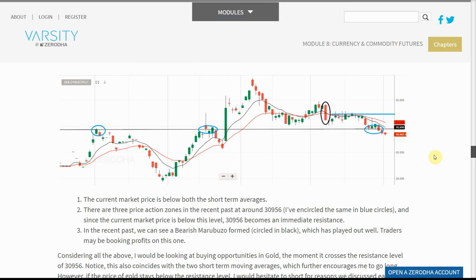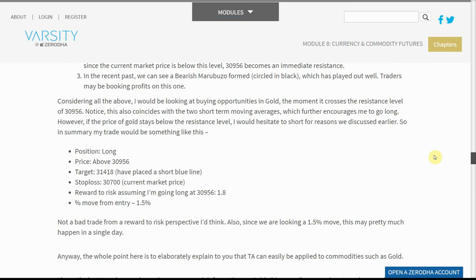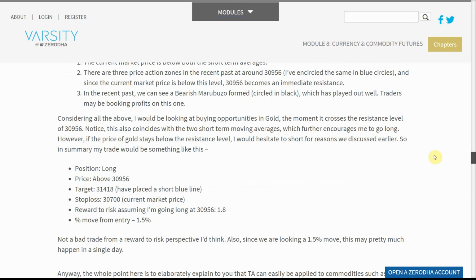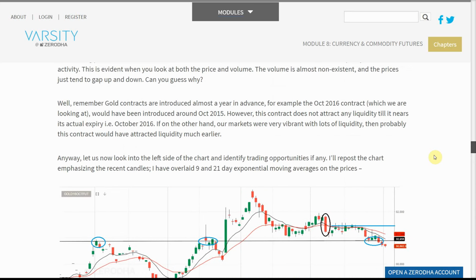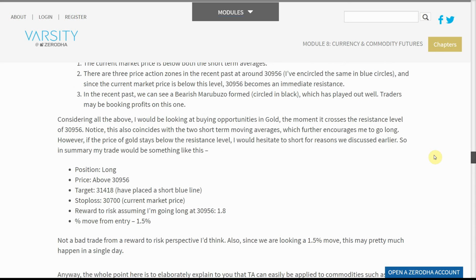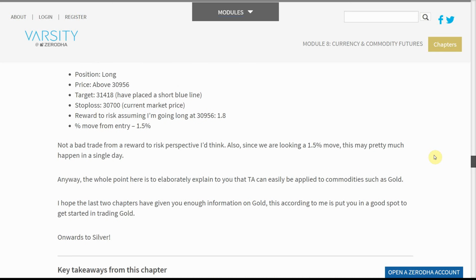So in summary, my trade would be something like this. Position: long. Price: above 30,956. Target: 31,418. I have placed a short blue line. Stop loss: 30,700. Current market price. Reward to risk assuming I'm going long at 30,956: 1.8% move from entry, 1.5%. Not a bad trade from a reward to risk perspective, I'd think. Also, since we are looking at a 1.5% move, this may pretty much happen in a single day.